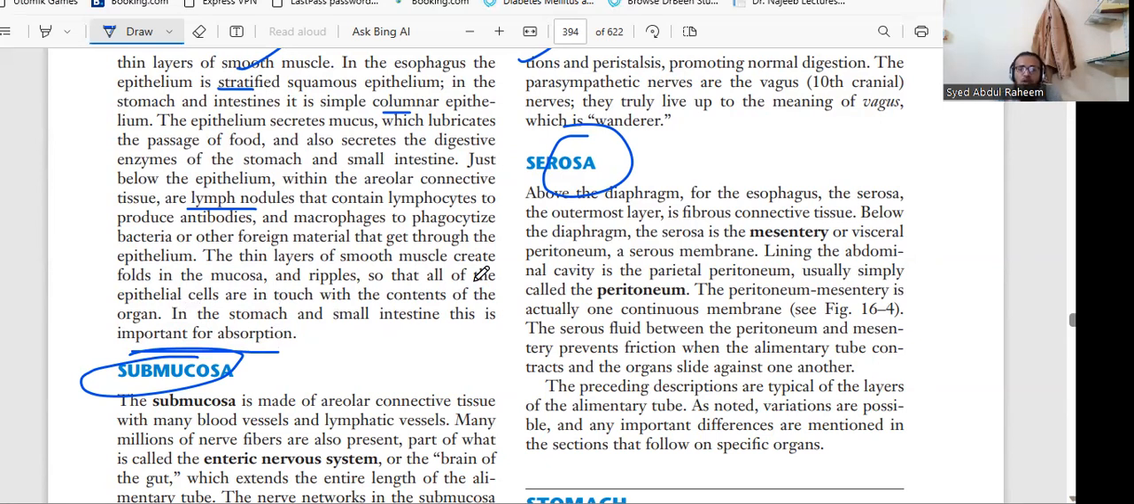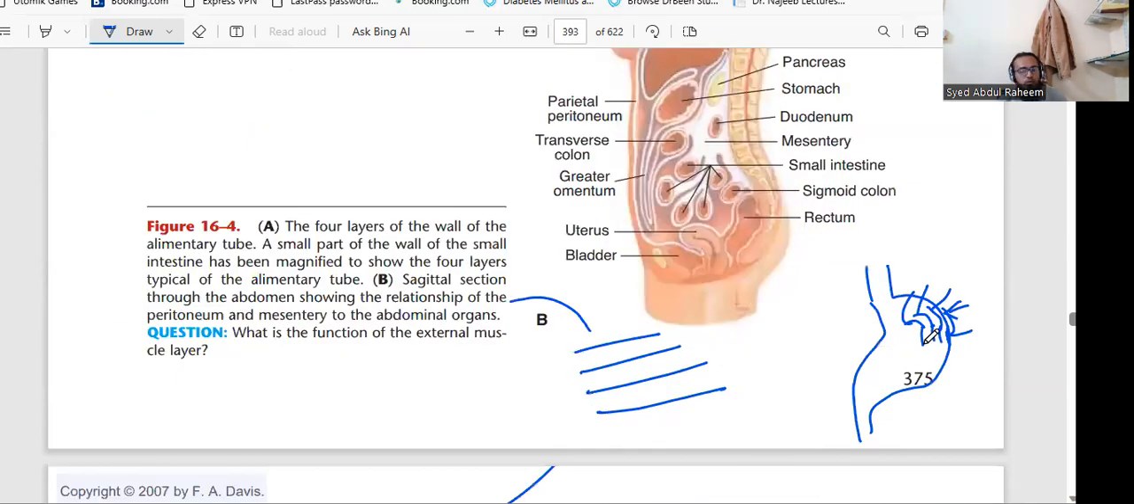Below the epithelium, we have another tissue, that is areolar connective tissue. So what do they do? They have lymphocytes, they have macrophages, they have phagocytic action to kill bacteria, because food enters into the stomach. The first layer is for the digestive enzymes. The second layer is for attacking any harmful substance present in the food. That is the reason the second tissue is called the defensive tissue.